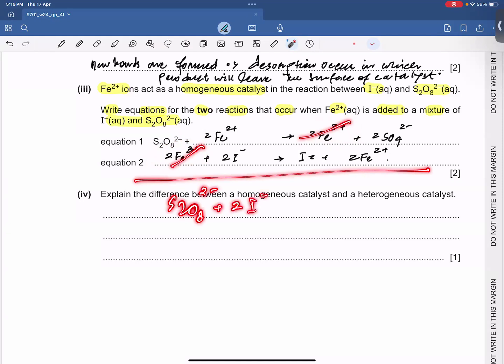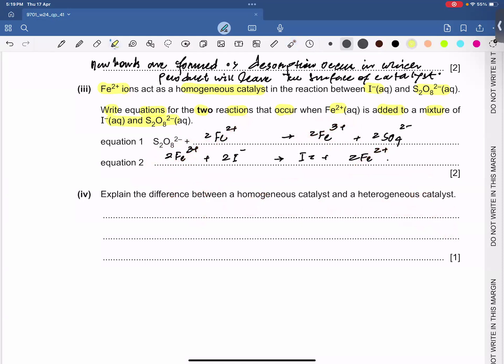So when you cancel out these, you will get the final equation like this: S2O8 2 negative plus 2 iodide ions, arrow I2 plus 2 sulfate ions. Because you can cancel out these ions also. That was the equation the examiner usually gives in the paper. Anyhow, let's move on to the next part.